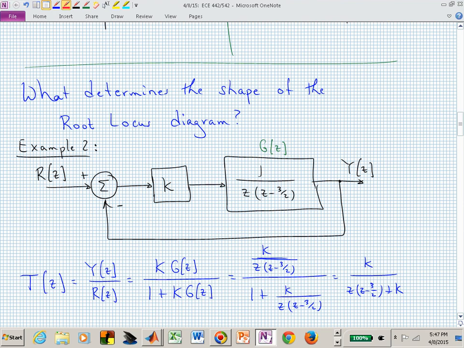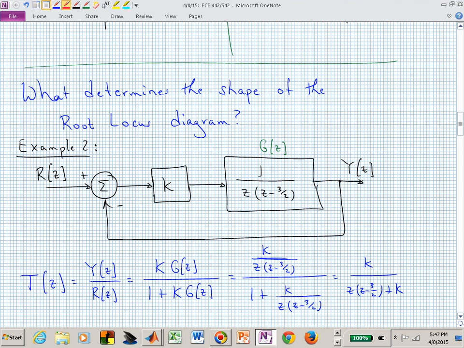Where are the open loop poles in this system, capital G of z? These are not difficult questions, but it's kind of late in the afternoon. We have one at the origin, I just told you that. Where's the other one? 3/2 or 1/2. Is this system open loop stable? No, because you have a pole outside the unit circle.